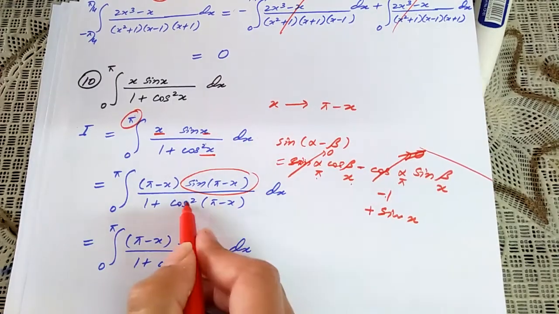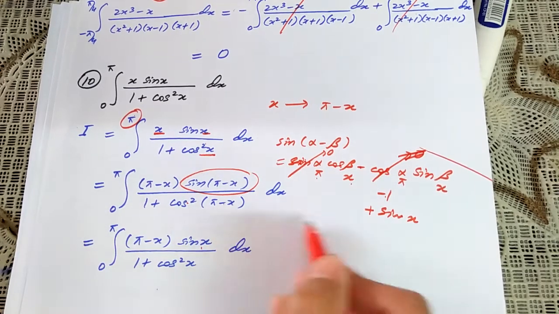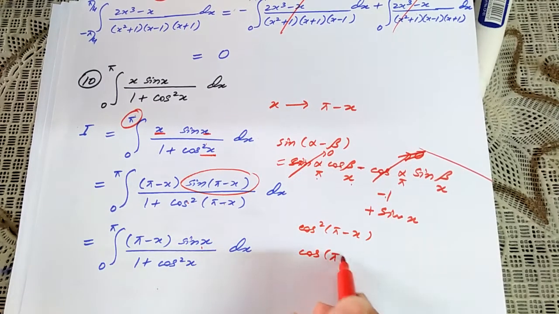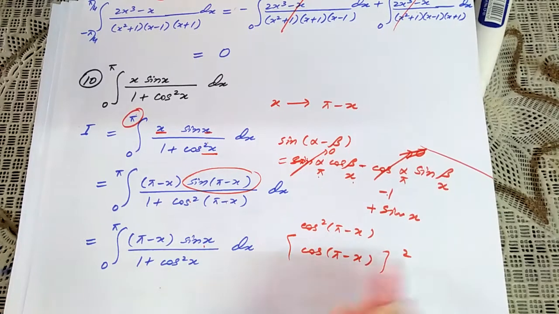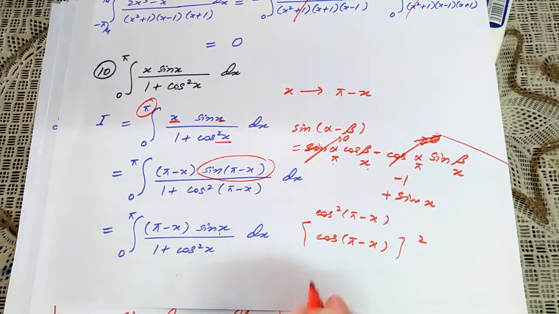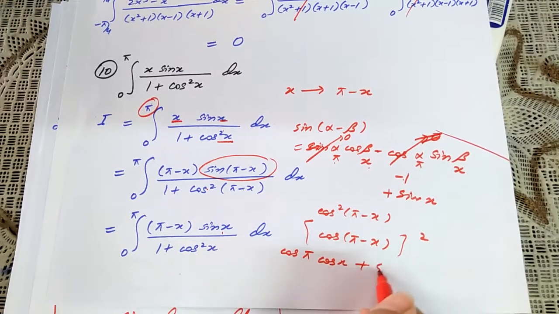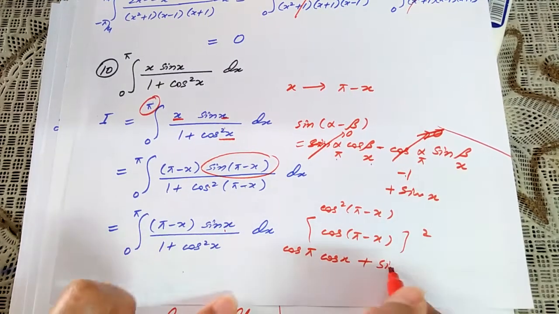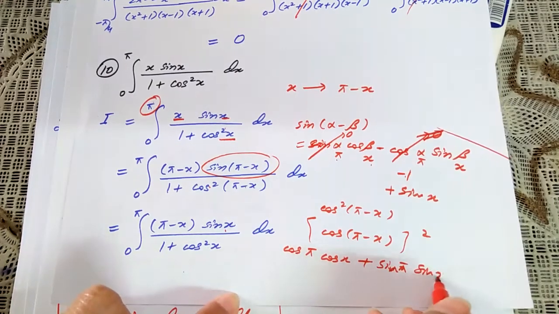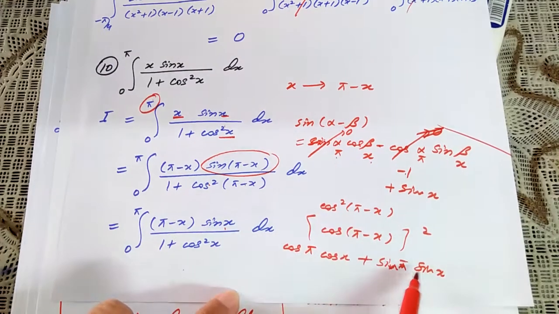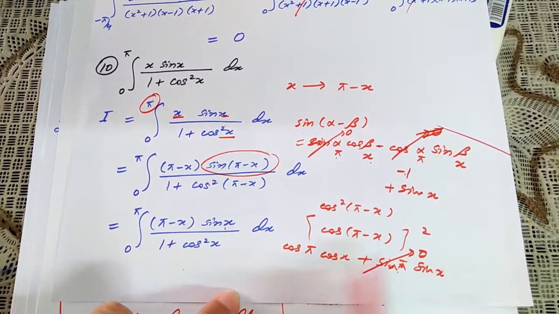Now I need to open this cos square of pi minus x. You can write this cos square of pi minus x as cos of pi minus x whole square. Now open this formula. This will be cos pi cos x plus sine of pi sine of x here. And you know that sine of pi is 0, so this term will go to 0, and cos of pi is negative 1.